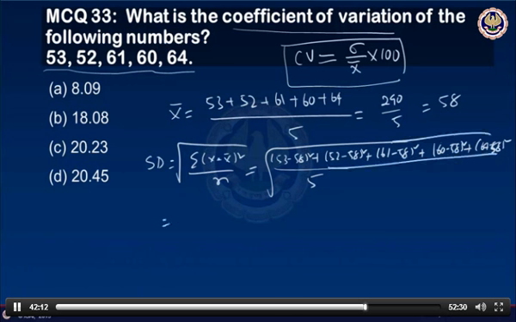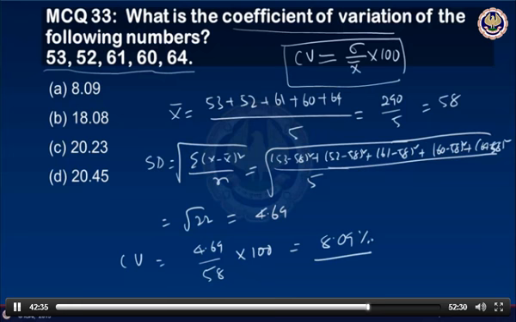and sum up all these things. After simplification, it is equal to the square root of 22, which is equal to 4.69. Now we have to calculate the CV. CV equals 4.69 by 58 into 100, which is equal to 8.09 percent. So option A is the correct one.